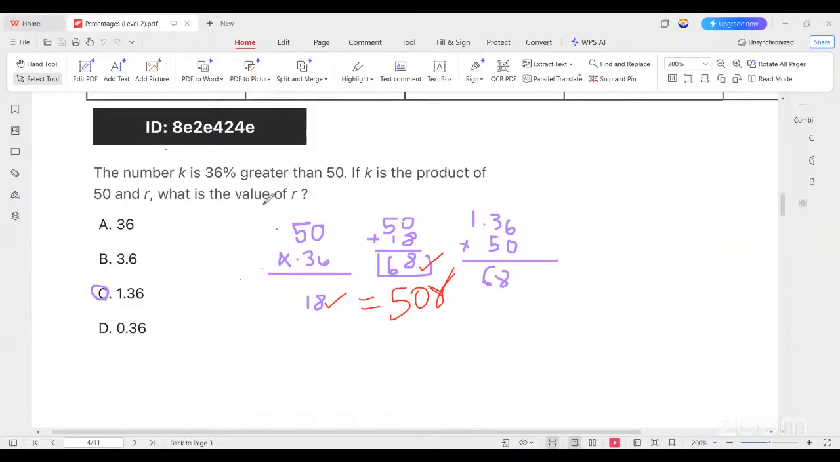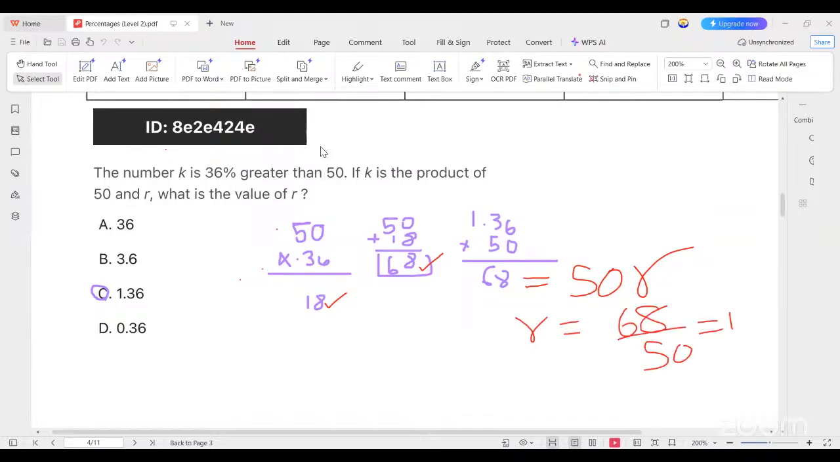Because we have to find R from this. 68 is 50R. So R is 68 out of 50, which is 1.36. Fine?